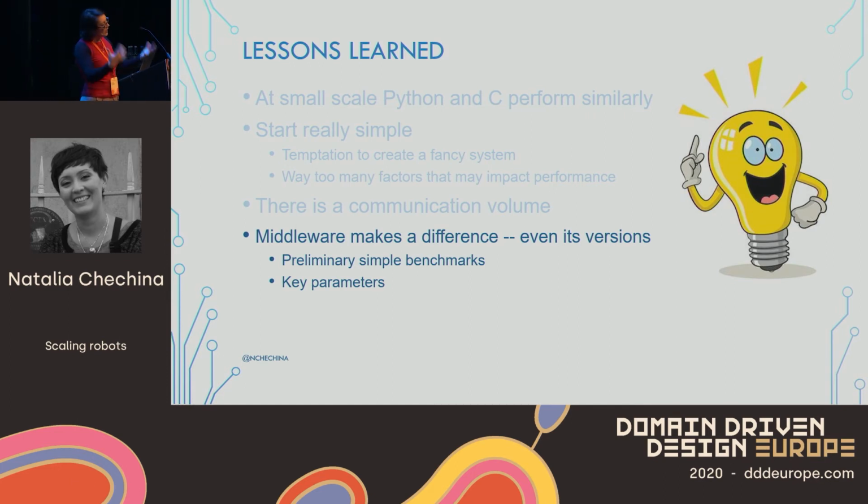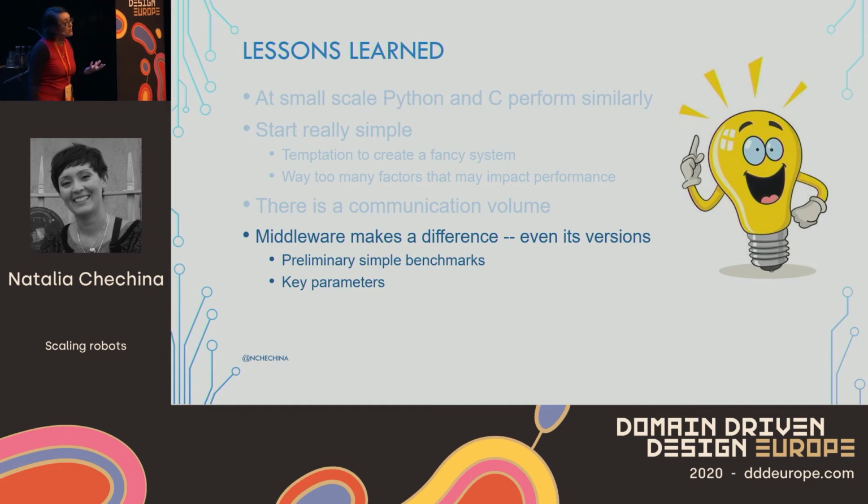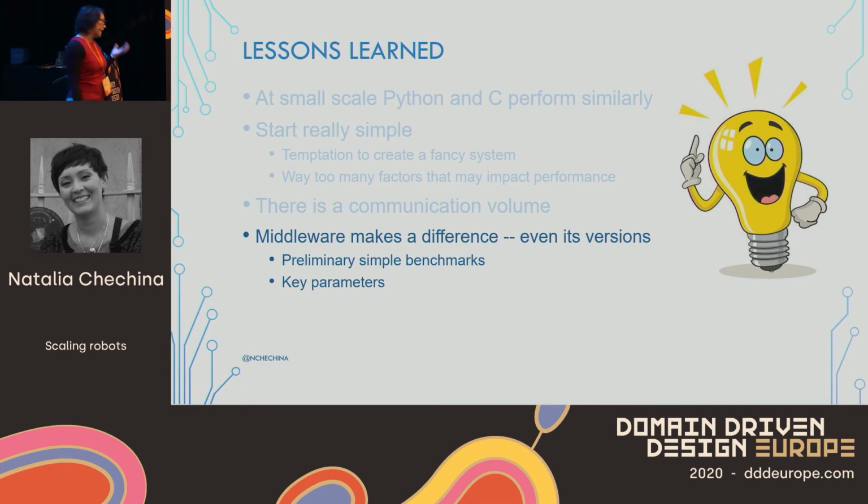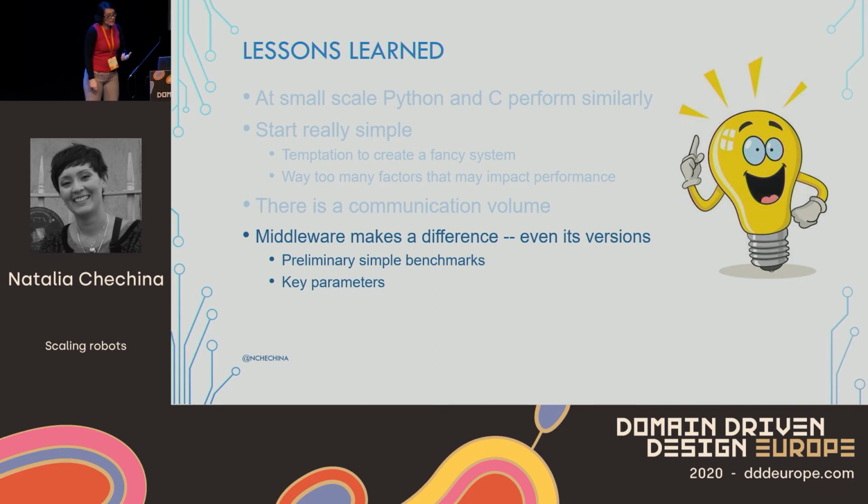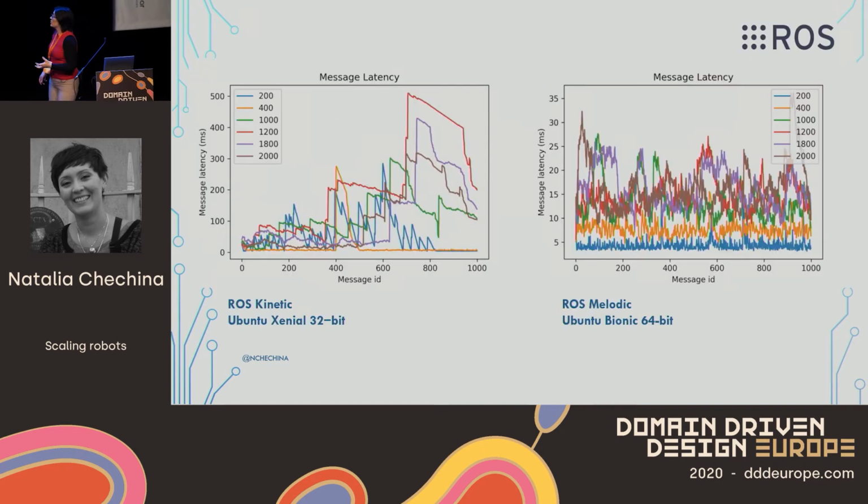Another thing that we realized is that middleware makes a lot of difference. Operating system makes a lot of difference. The assumption is, okay, we have Linux, we have ROS, and then it just keeps improving, and it doesn't matter which one we install, the main thing is how we configure it. But actually, the version of the operating system and the version of middleware vary a lot. Our students ran experiments with ROS Kinetic on Ubuntu Xenial 32-bit, and then ROS Melodic on Ubuntu Bionic 64-bit. And the performance is really different.